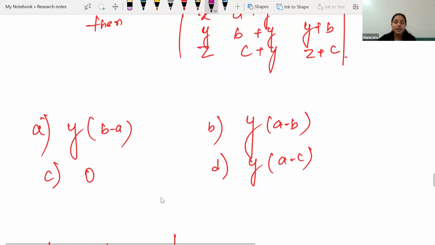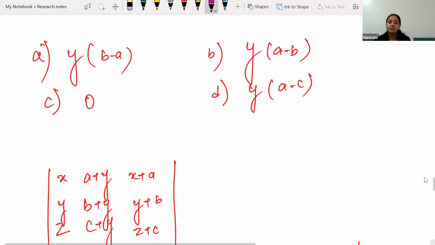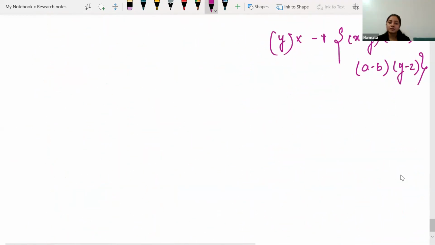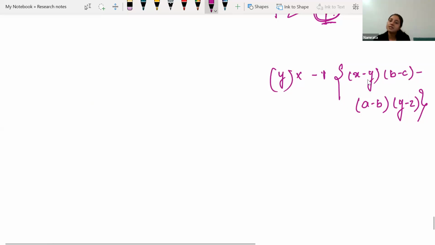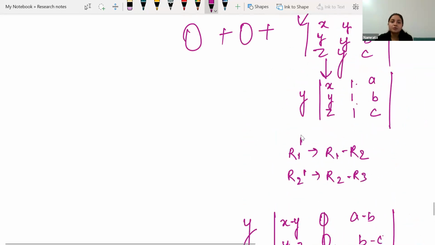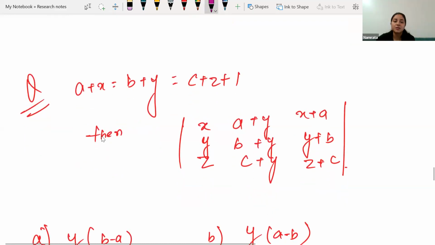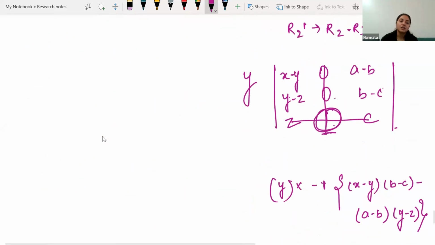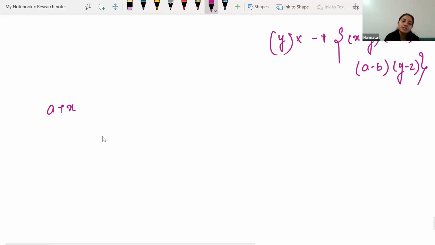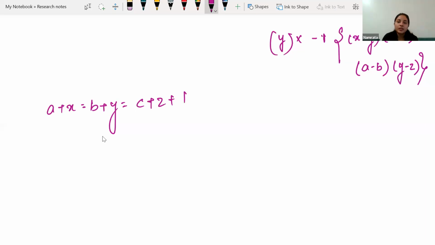Y outside, we are also having y outside, but now we want to have b minus a, minus b, a minus c, or maybe 0. 0 we are not getting. If you can see, once we open the bracket, we are not getting 0: bx, by, cx, cy, ya. So 0 we will not be able to make. We have to use this condition which is given in the question, that is a plus x is equal to b plus y is equal to c plus z plus 1.